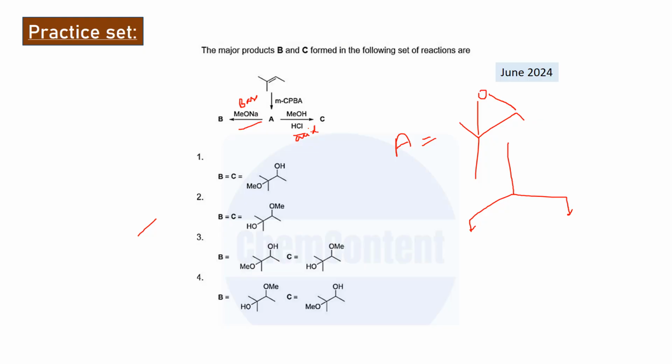When the reaction is base catalyzed, the base will prefer to attack the less hindered side. So the base will attack this less hindered side, and the product will be this one in case of base. So this is our B in case of base.